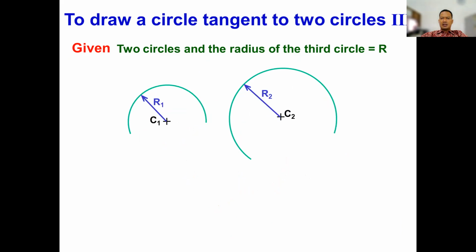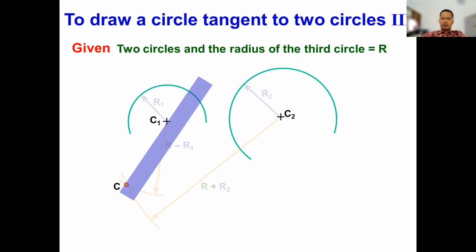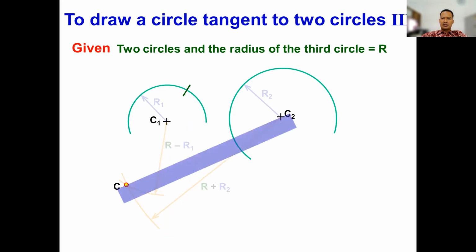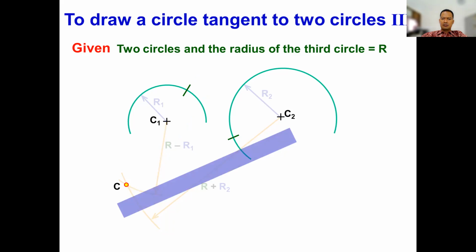To draw a circle tangent to two circles and the radius of the circle is R, we can continue to draw R minus R1 and R plus R2. Then we will get the intersection on C and continue to create the intersection in circle 1 and circle 2 and draw the arcs like this.